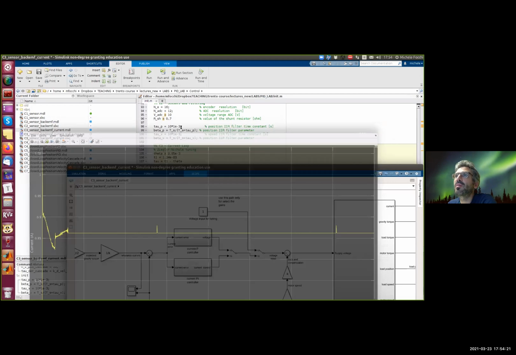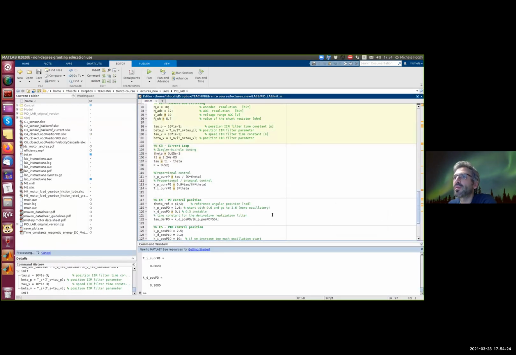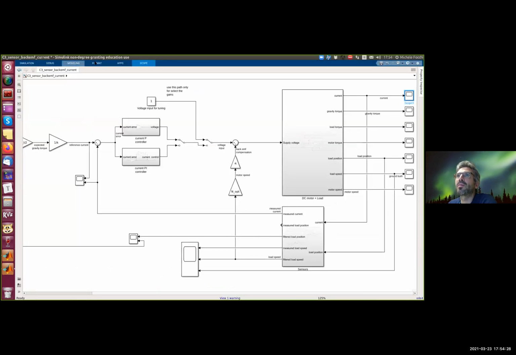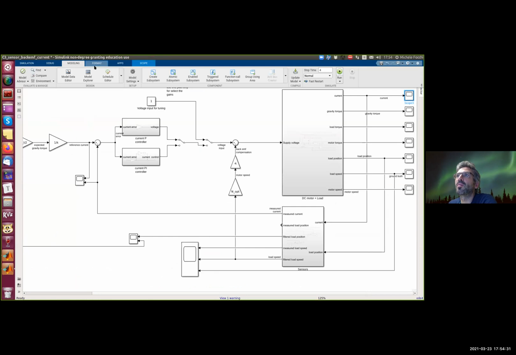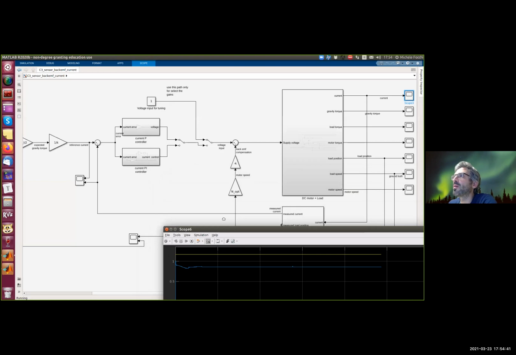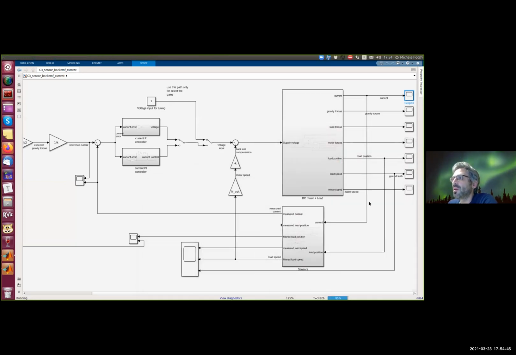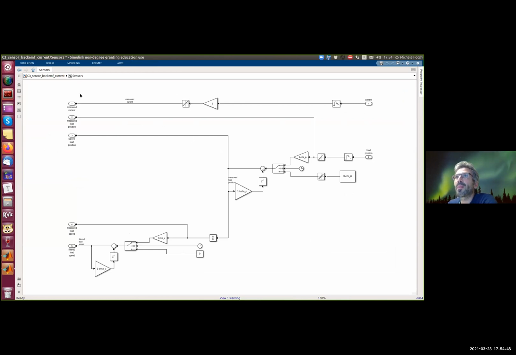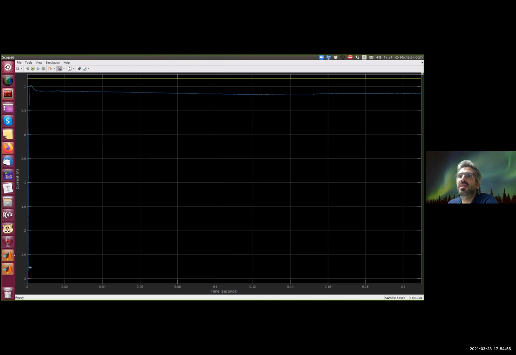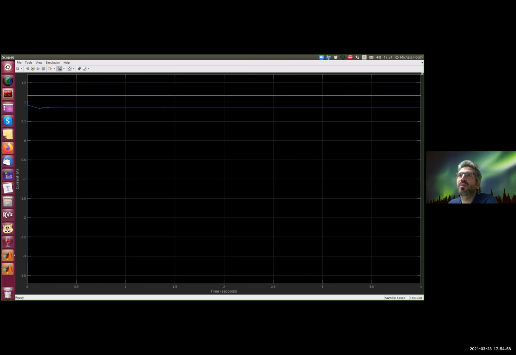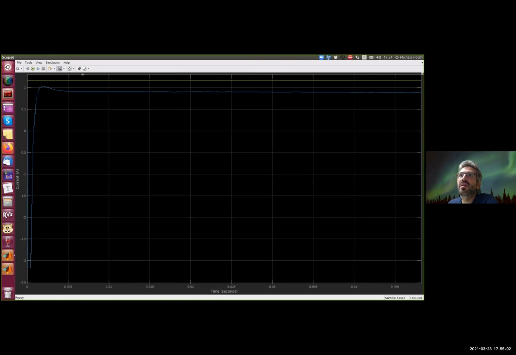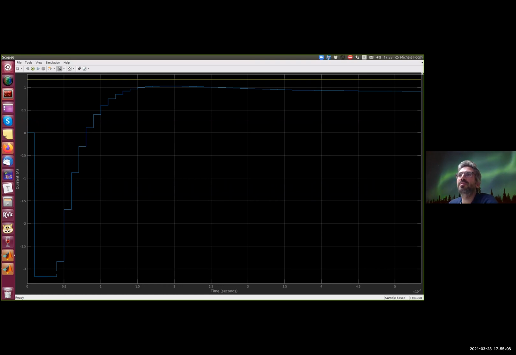Sorry, just a second. Because we kept the previous filter gains that we want to restore, I just recall the initialization of the system. Okay. Now let's have a look at the initial response of the current, and we see here that we have an initial delay.